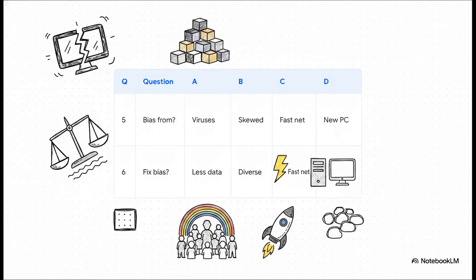All right, here are your final 2 multiple-choice questions. Question 5. Where does AI bias usually come from? A, computer viruses. B, skewed or biased training data. C, fast internet. Or D, new computers. Question 6. How can we fix AI bias? A, use less data. B, use diverse training data that includes all groups. C, make AI faster. Or D, remove all labels. Take 2 seconds to lock these in.